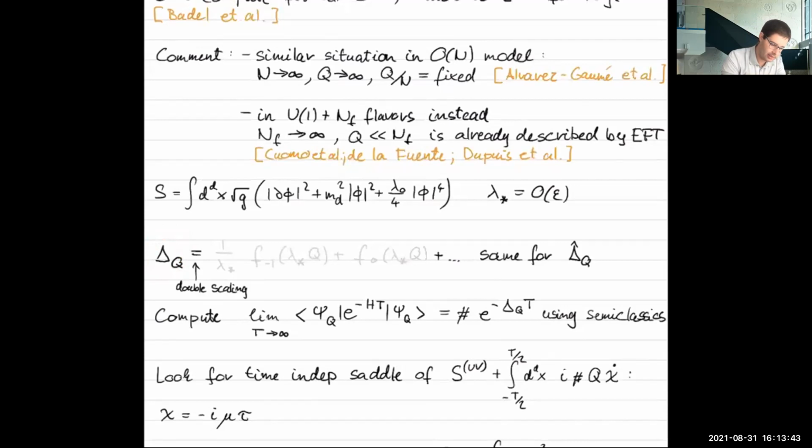And first, let me just write down what we get in the bulk. So this is the action that we are looking at. There's a conformal mass term, a phi to the 4 interaction with some coefficient lambda naught, and then at the fixed point, this is order epsilon, so small.